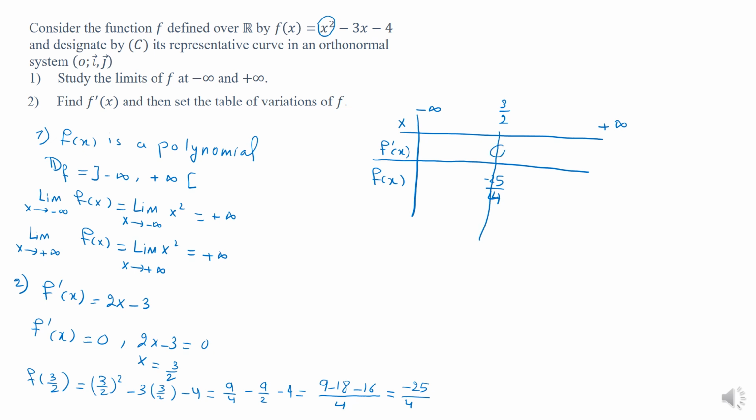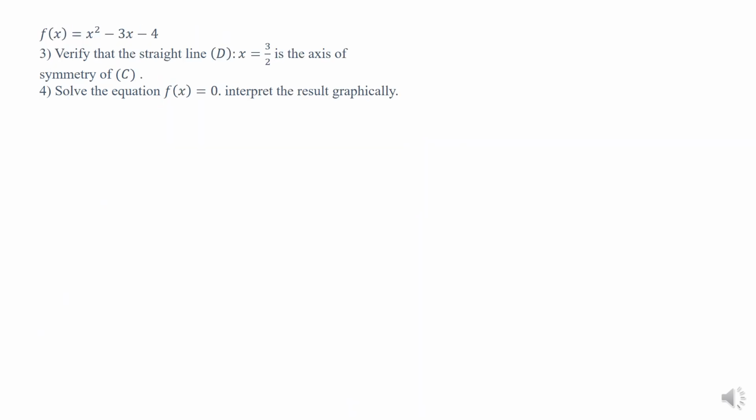Here f prime of x is 0, so minus then plus. At negative infinity, f of x is positive infinity. At positive infinity, f of x is positive infinity. So f of x decreases from plus infinity to minus 25 over 4. Then it increases from minus 25 over 4 to plus infinity, and this is the table of variation of f.